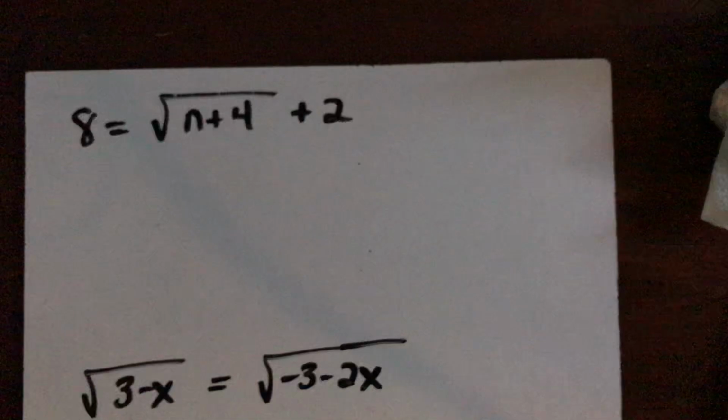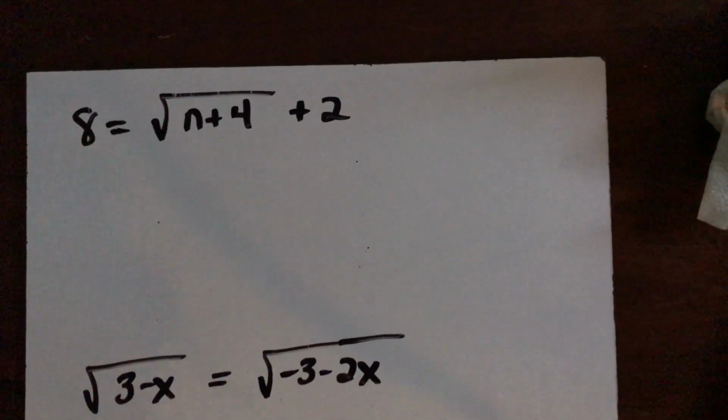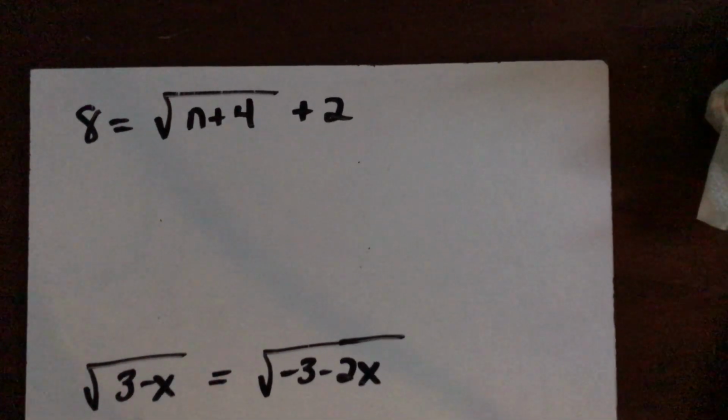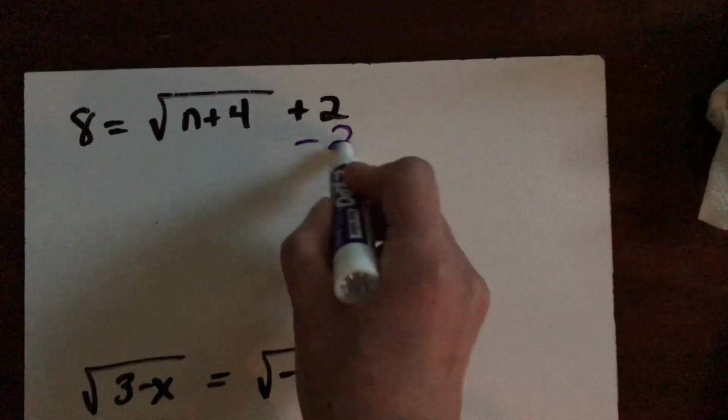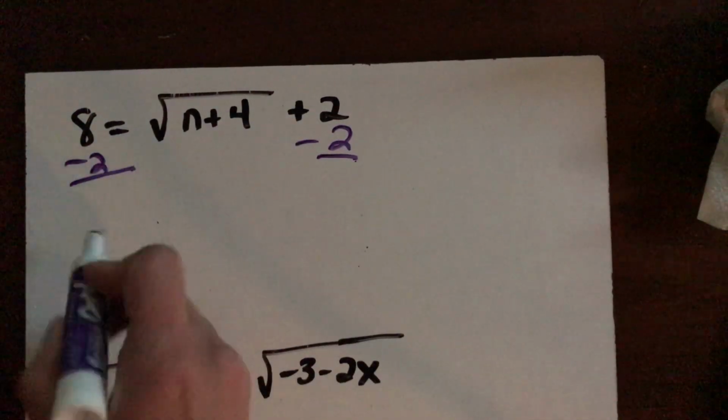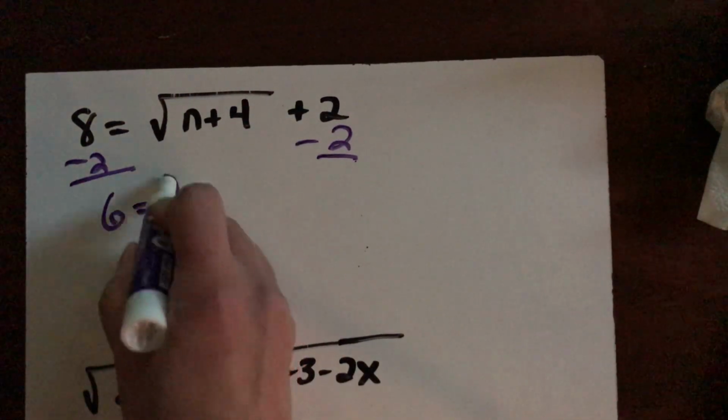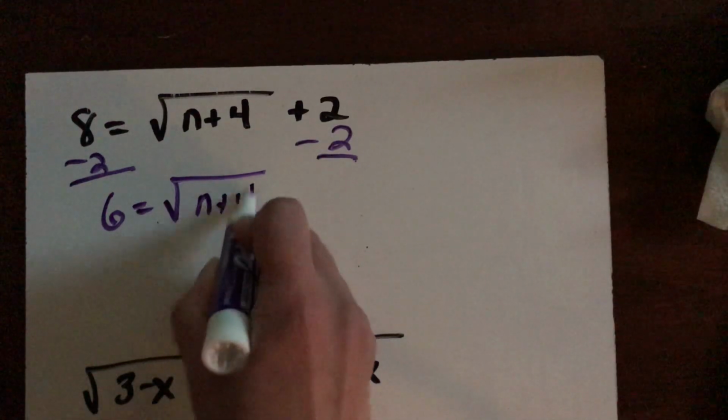All right, what about that one? What am I going to do first? Yes, I'm going to subtract 2. So I'm going to subtract 2 from each side. 8 minus 2 is 6. So 6 equals the radical of n plus 4.